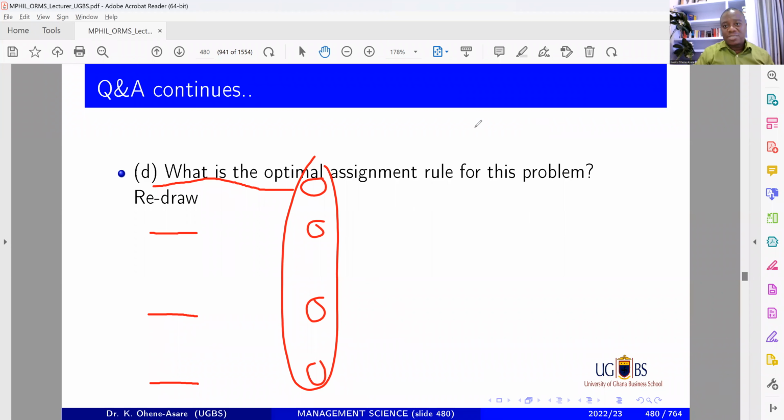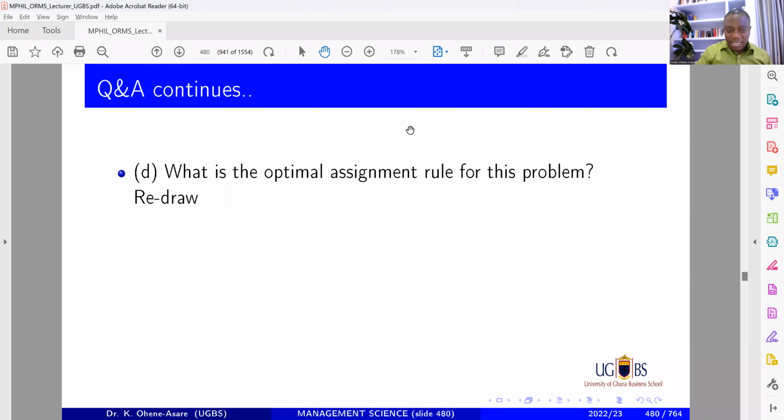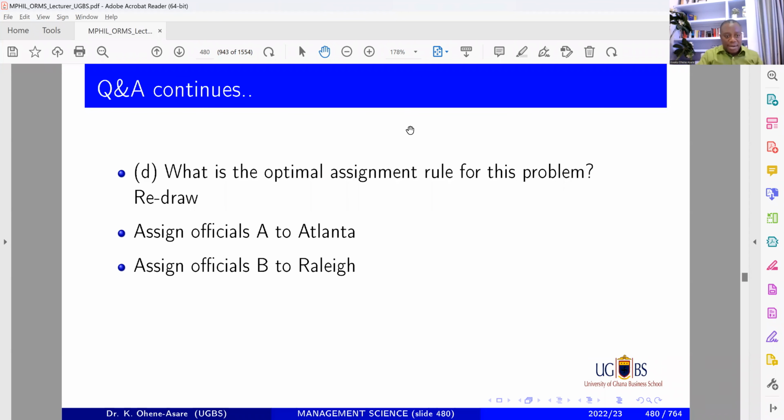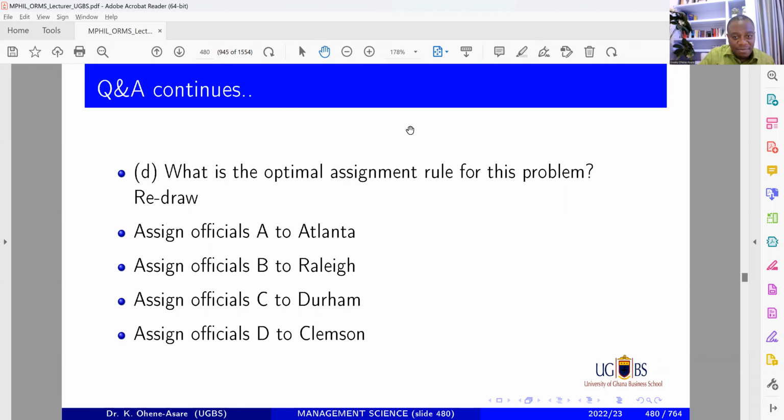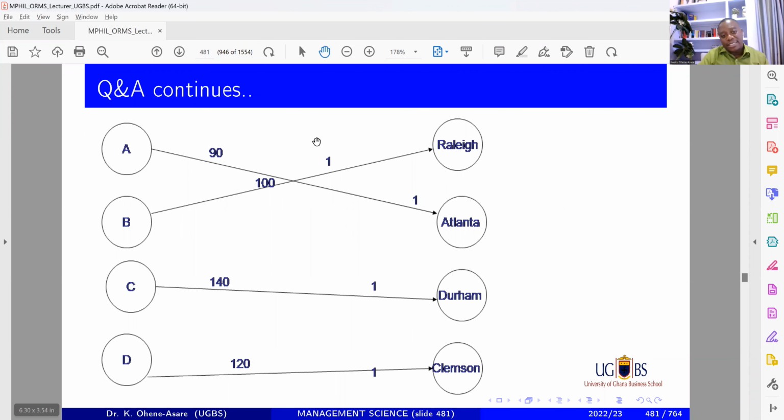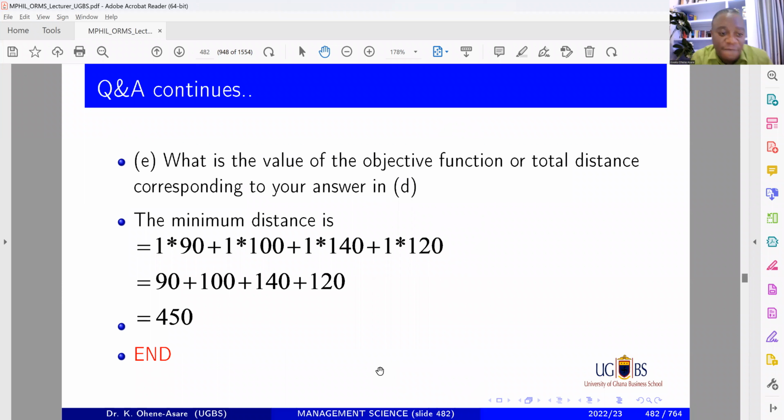As for the total distance, when you're calculating the total distance, what you're supposed to do. Anyway, what I said is what I've written here. If you should redraw it, you will see that this becomes a final answer. So if I want to know the total distance, I multiply 90 by 1, 100 by 1, 140 by 1, 120 by 1, and then add all together. And that will give me 450.